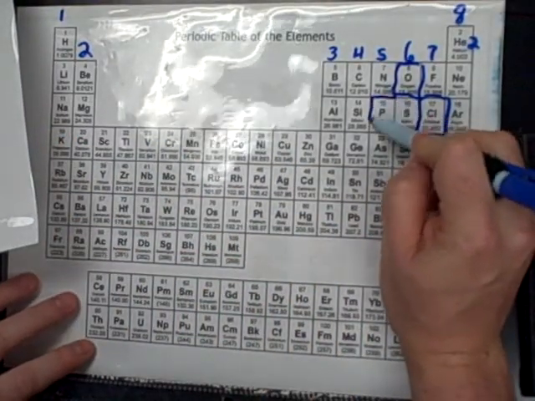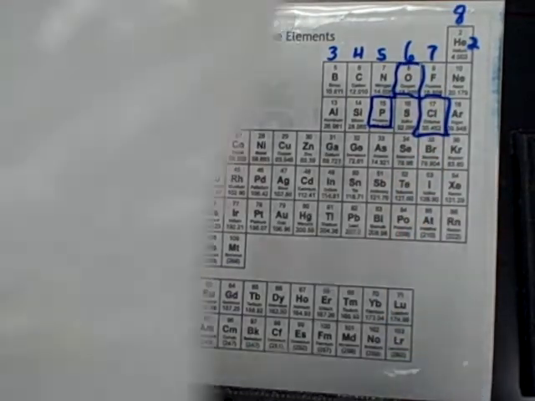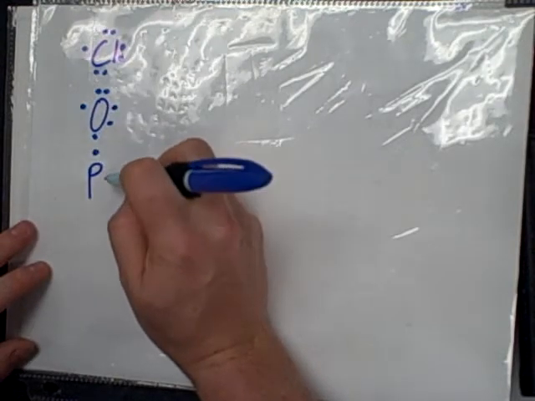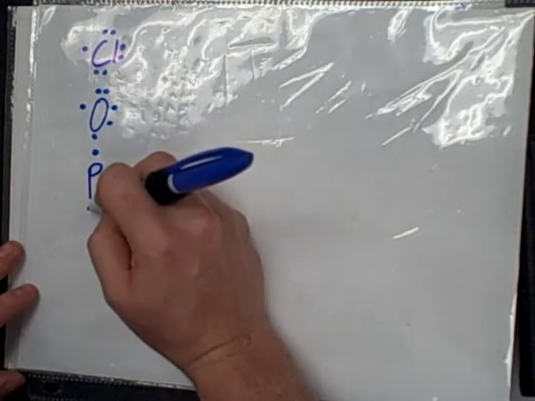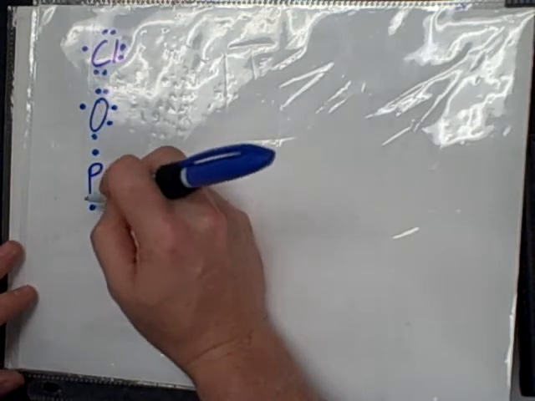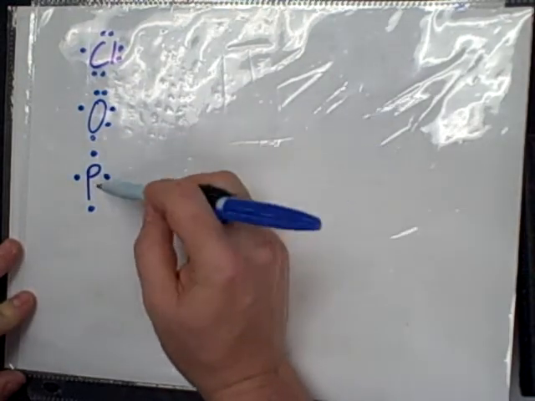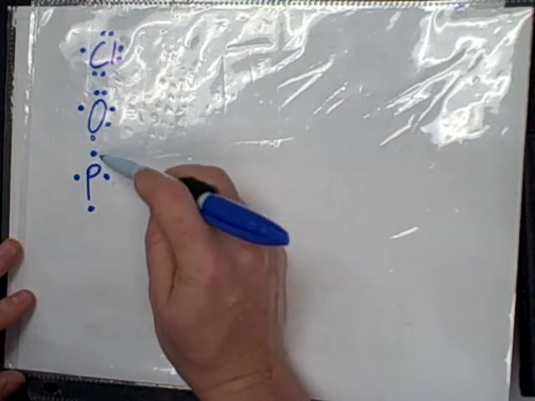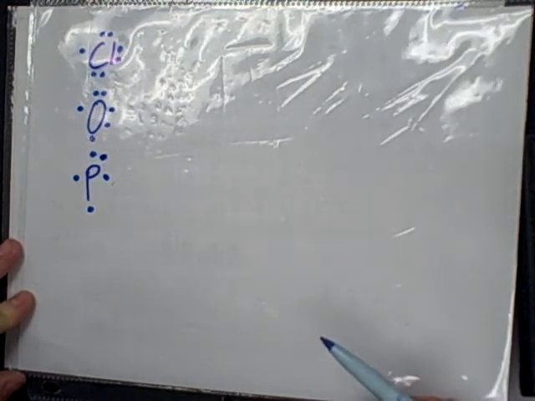Our next one is phosphorus. Phosphorus is in group 15, so it has 5 valence electrons. So we start at the top with 1 dot. We move 1 to the right and put 1 dot. 1 to the bottom, 1 dot. 1 to the left, 1 dot. That's our 4th dot. We have to put 5 dots, so we're going to go back to the top and double that top dot.